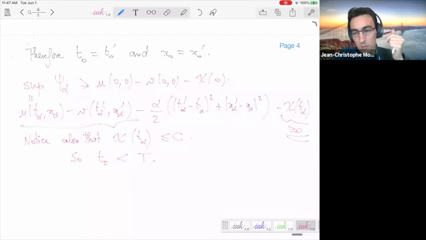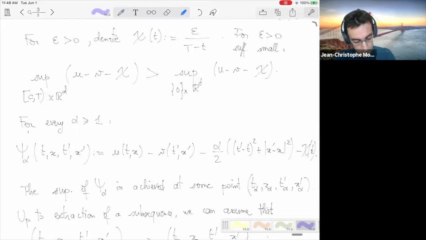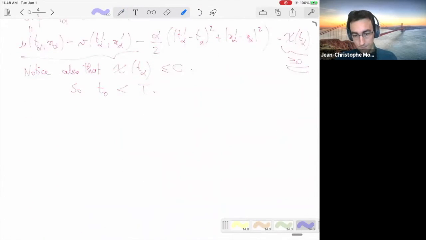And now I want to argue one more thing. We have just seen that T naught is not going to be the final time. I also want to say that T naught is not going to be the initial time. And this should come from the assumption that the sup of u minus v is achieved not at the initial time. Remember that the whole argument is starting from this point: that this sup over the whole interval is achieved not at time 0. So I want to use this to observe that T naught is strictly positive.